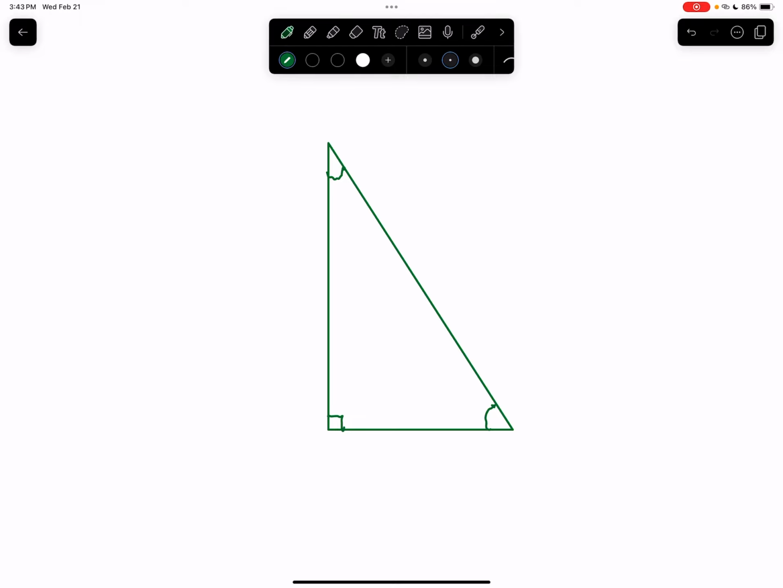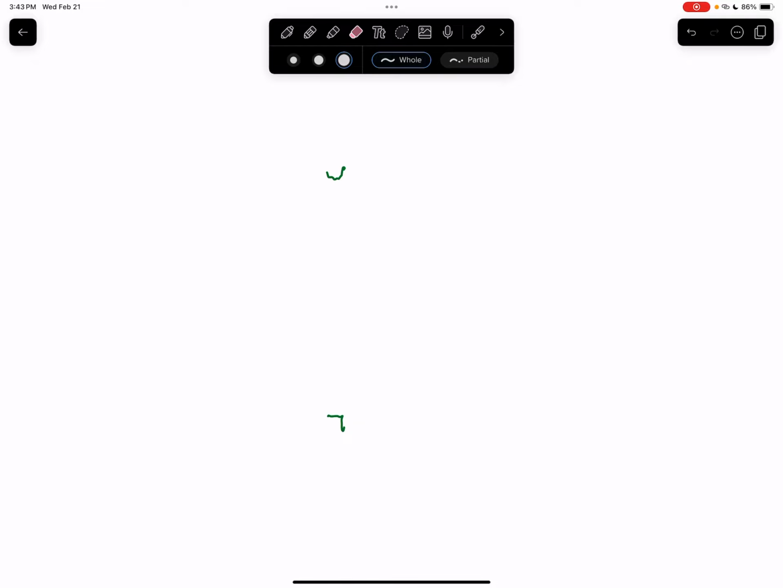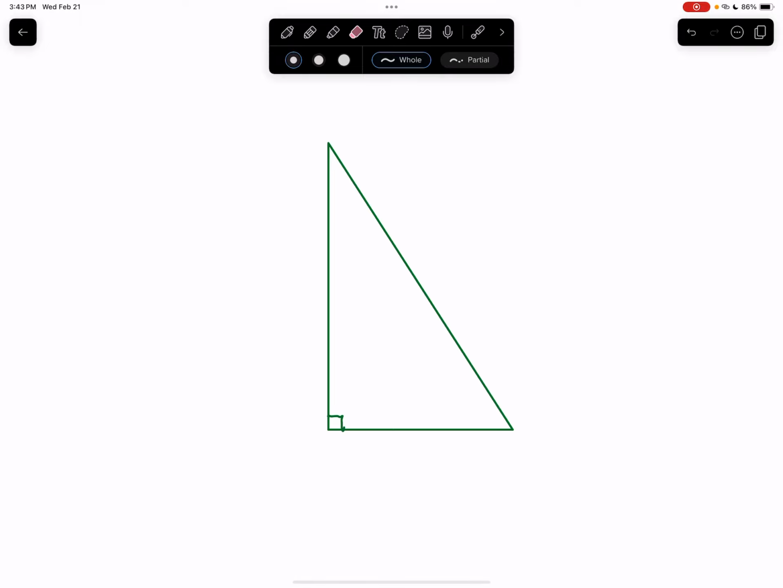Anyway, let's get rid of that. I don't want that really. Whoops. But I want that. How can I make it smaller? Maybe like that. Yeah. Okay.